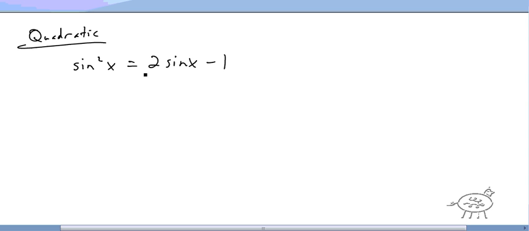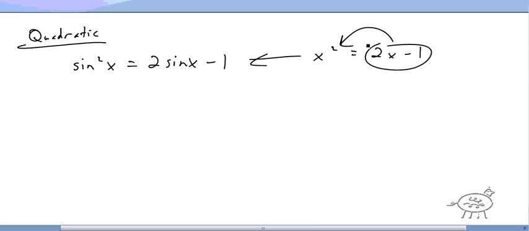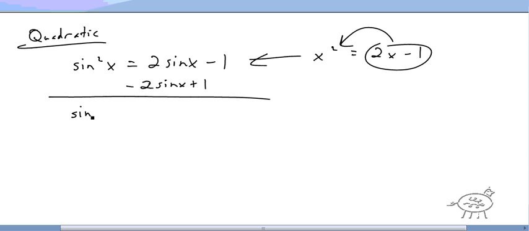This one, if I look at it, is almost like saying x squared equals 2x minus 1. So you'd move both of these to this side, and you would factor it. And remember, it's always nice to have a positive x squared term, because if you're dealing with a negative x squared term, then you've got to deal with more signs, and it's not a pleasant thing to do. So I'm going to subtract 2 sine of x and add 1 to both sides.